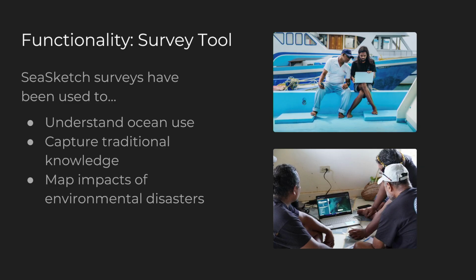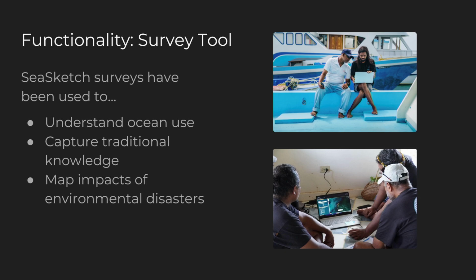CSketch surveys have been used to understand human ocean use through ocean use surveys, and we'll look at some real-world examples of those a bit later. They've been used to capture traditional knowledge that may otherwise be left out of impactful analyses. For example, we recently worked with the Micronesian government to collect data on spawning aggregation areas, and that was previously totally unknown.